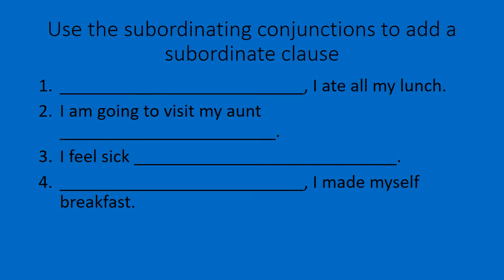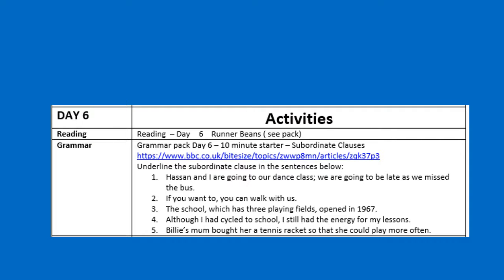Here are a few sentences on screen which contain only main clauses. I want you to think about the subordinating conjunctions, I saw a wubub, and use those to help you create subordinate clauses which make sense within the sentence. Now on screen, you'll see some more tasks for you to complete, which you'll also find in your packs. Don't worry if you haven't got your pack. It can be found on the school website, but it's also been shown on screen for you here.